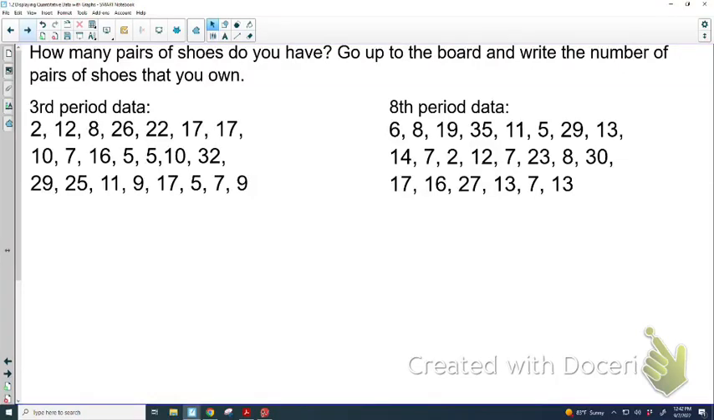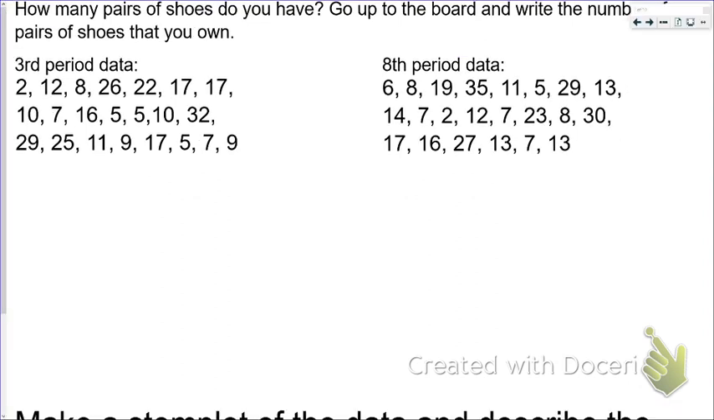In stats, we made two graphs today. Yesterday, we made a graph, if you were in third period, a stem plot of your shoe data. If you're in eighth period, we made a stem plot of your shoe data. So the first graph we made today in stats was a comparative stem plot. So what I'm going to do is put third period's data on the left and eighth period's data on the right, and then we'll talk about it.